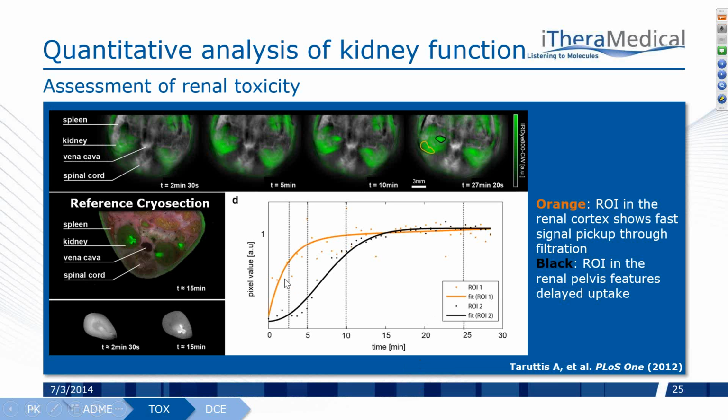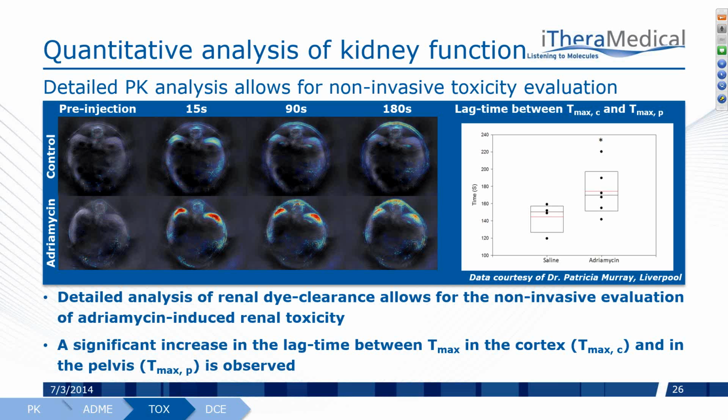So we can see that the concentrations peak early on in the renal cortex, and as this clearance occurs, we also see the probe ending up in the renal pelvis. So we can quantify this lag time, and this would most likely be impacted by toxicants. And this is an experiment that one of our customers in Liverpool has actually done. So this is what I show here.